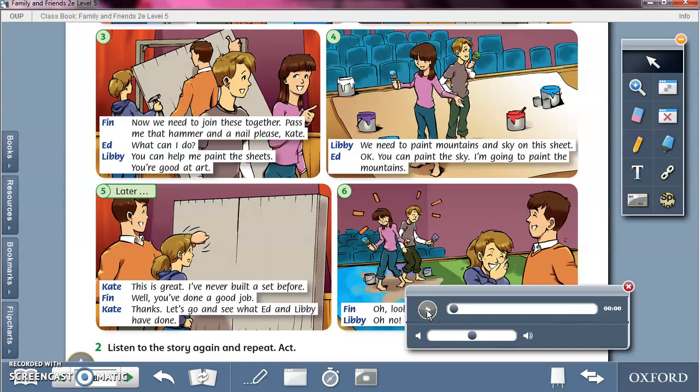Now we need to join these together. الآن نحن بحاجة لضم هذه الأخشاب معا. Pass me that hammer and a nail, please, Kate. مرري لي تلك المطرقة ومسمار لو سمحتي, Kate. Ed said to Libby, what can I do? ماذا أستطيع أن أفعل؟ Libby answered him, جاوبته Libby, you can help me paint the sheets. أنت تستطيع أن تدهن أو ترسم معي على الأوراق. You are good at art. أنت جيد في الفن.